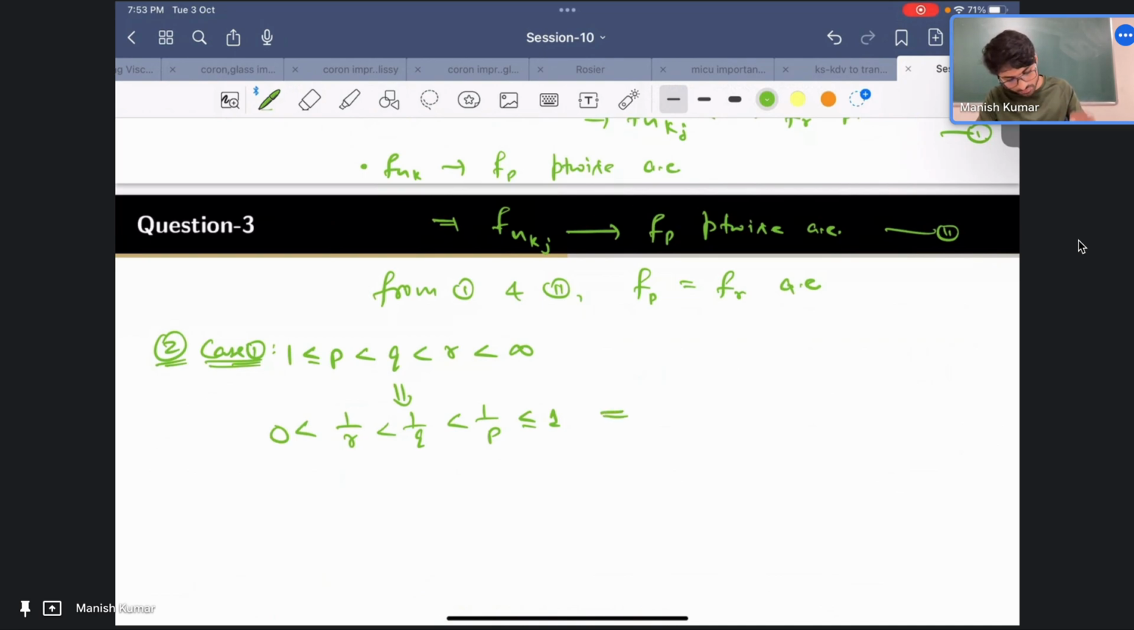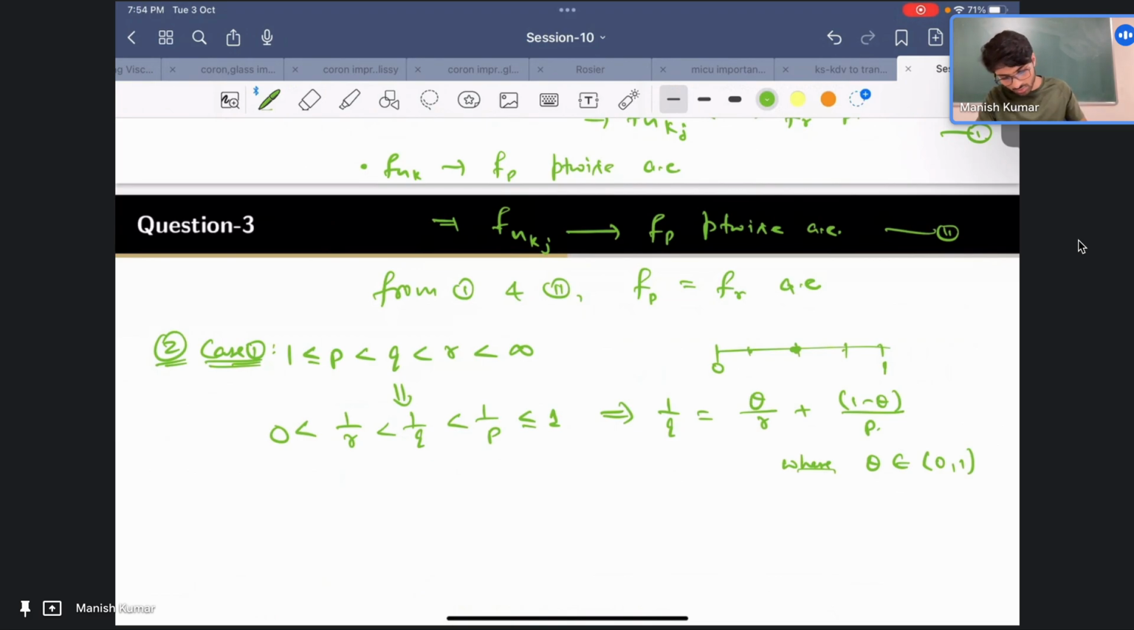See, this is 0, this is 1, and 1/r is lying here, then 1/q, then 1/p. So you can write this middle point as a convex combination of the other two. That is, 1/q is equal to theta times 1/r plus (1 minus theta) times 1/p, where theta is some real number lying between 0 and 1. This is just the convex combination of 1/r and 1/p.